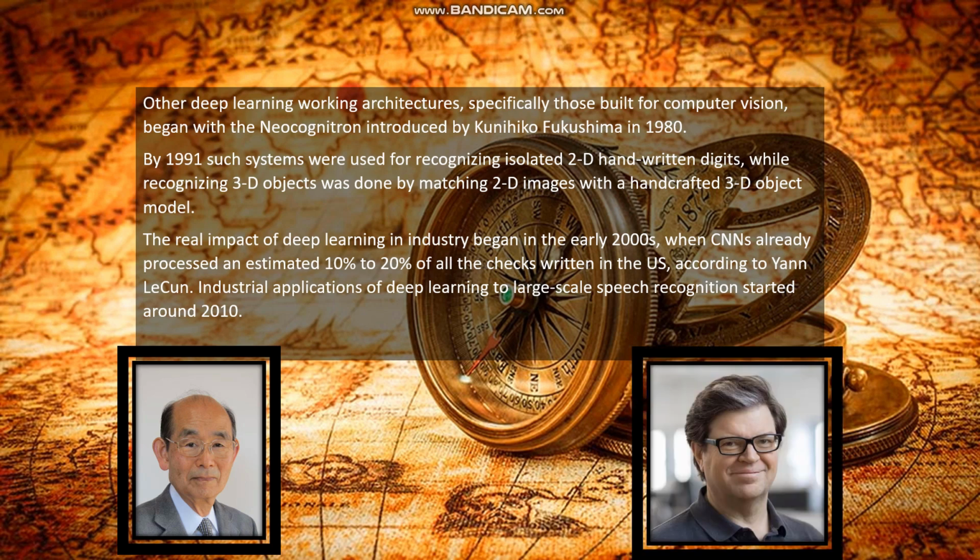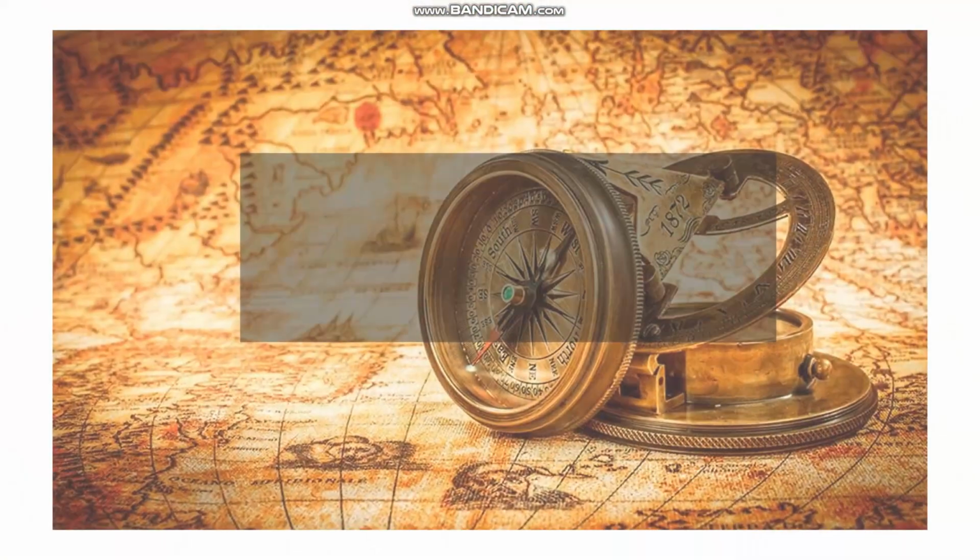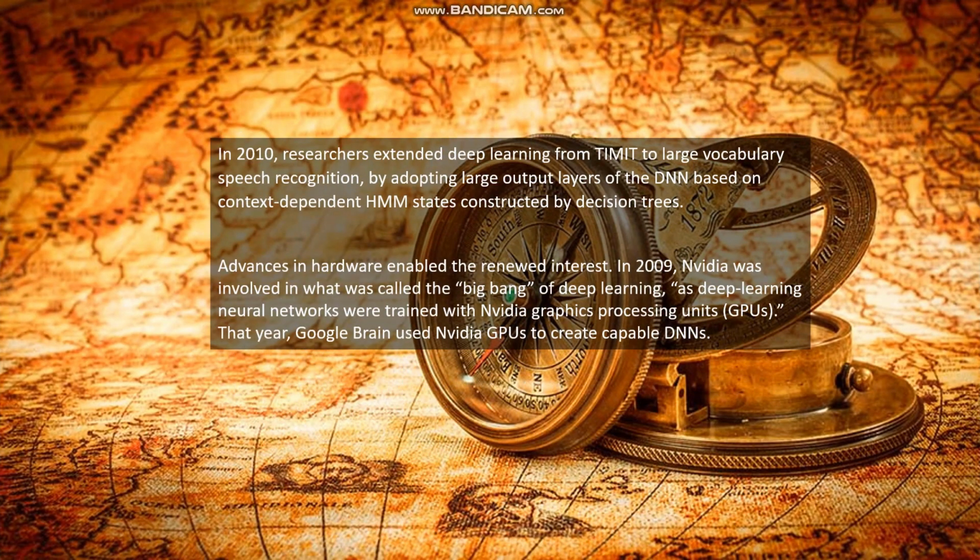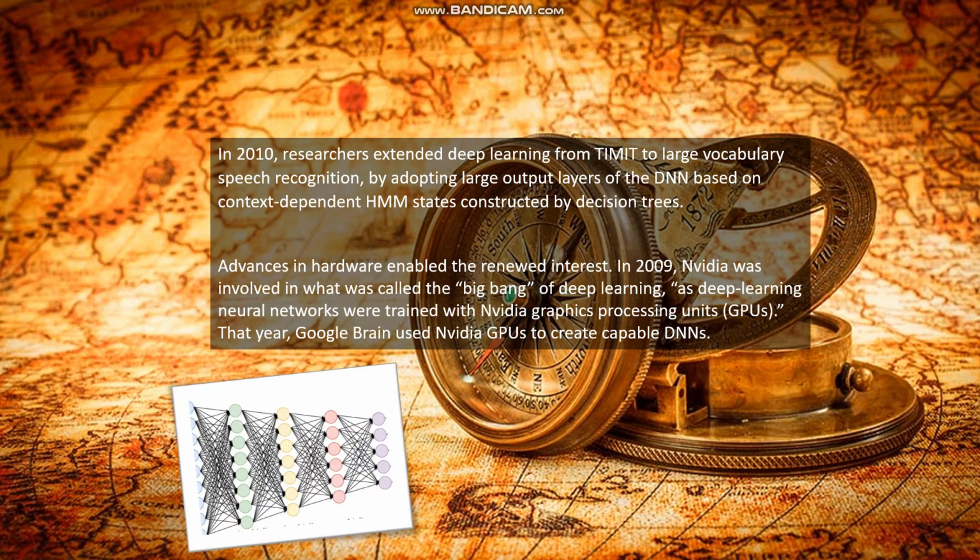According to Yann LeCun, industrial applications of deep learning to large-scale speech recognition started around 2010. In 2010, researchers extended deep learning from TIMIT to large vocabulary speech recognition by adopting large output layers of the DNN based on context-dependent HMM states constructed by decision trees. Advances in hardware enabled the renewed interest.